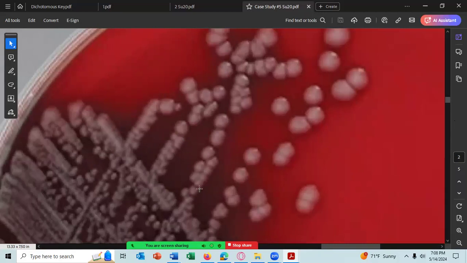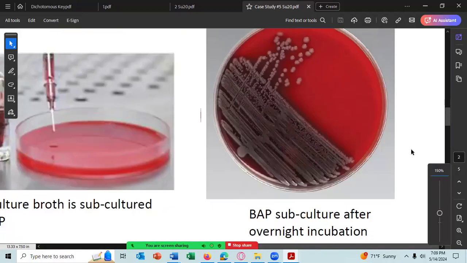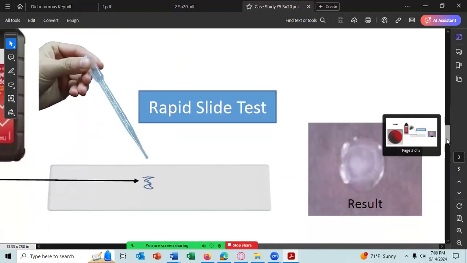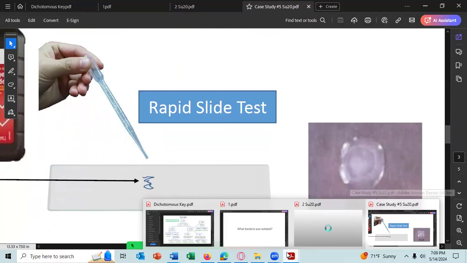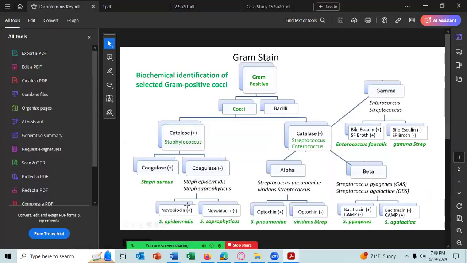So what hemolysis is this? It's not negative, so it's not gamma hemolysis. Well, is it beta hemolysis? All right, think about it. Maybe that's what's getting you off, that one there. So when we come to the key, let me see if I can get the key back up. I even have it here. There we go.